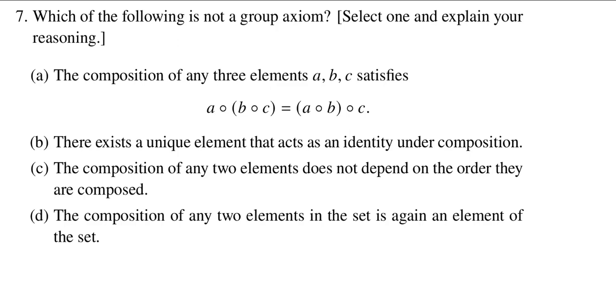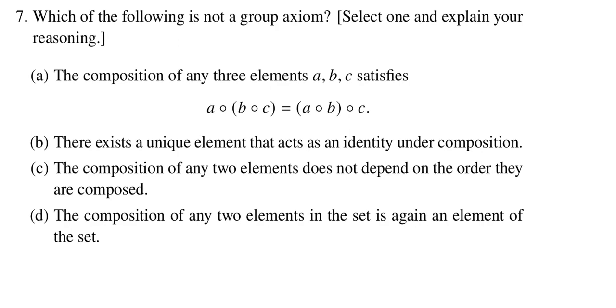Welcome back, everybody. This is our video solution to problem 7 from the fall 2021 Math 302 final here at Cal State Fullerton. In this question, we are going to try to identify which of the following four statements is not a group axiom. So we're going to select one and explain our reasoning. Well, we'll explain our reasoning on all four.